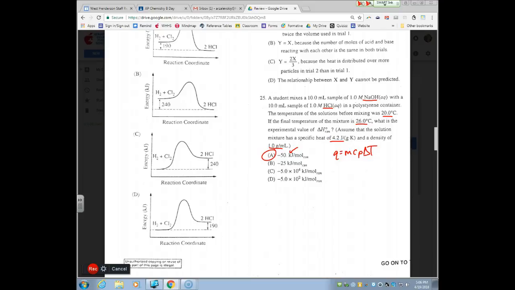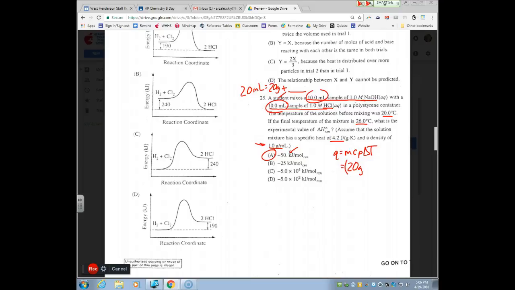So for the mass, well, we don't have a solid here. We have two liquid solutions, but we're using 10 milliliters of each. And these are pretty dilute solutions. So they're mostly water, which allows us to use the density of water. So if I have a total of 20 milliliters of liquid, that's going to be equal to 20 grams for my Q equals mc delta T. So it is the mass of the two liquid solutions.